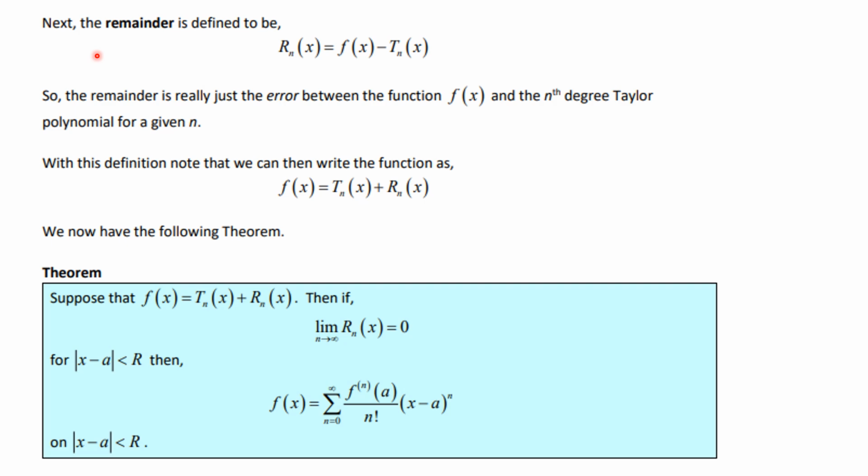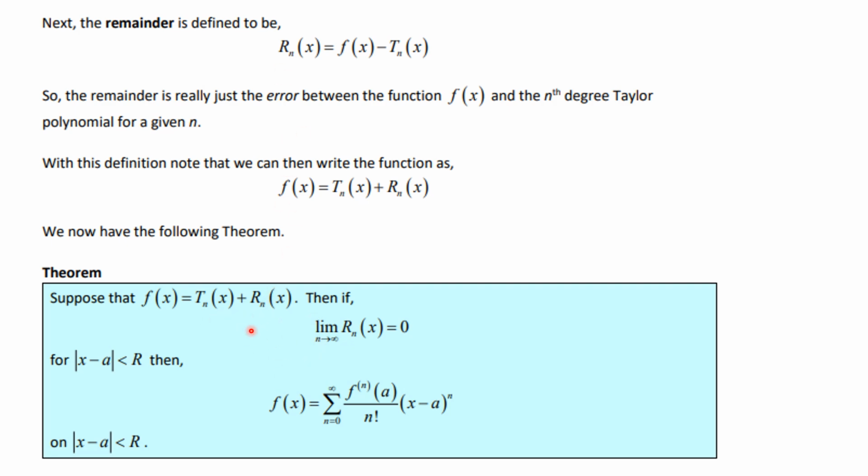And then we can talk about the remainder. Well, the remainder is how different this polynomial is from f of x, and that is called r sub n, and that's the remainder. And this is really just the error between the function f of x and the nth degree polynomial. And so f of x is equal to t_n plus r_n, and here's the theorem about whether f of x really can be represented by its Taylor polynomial. Suppose that f of x is equal to this, where t sub n and R sub n are as defined above.